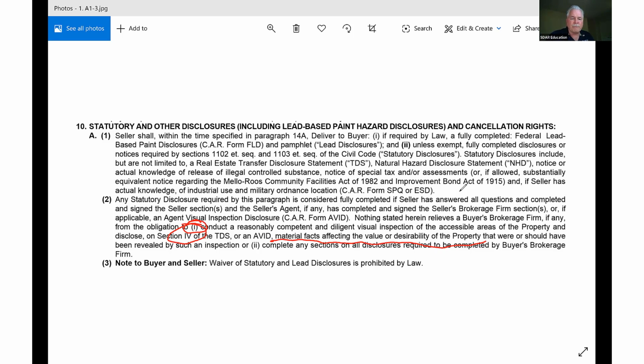Or number 2, complete any sections on all disclosures required to be completed by the buyer's brokerage firm. So if your broker tells you got to have certain stuff done, let's just assume that they've already talked to counsel and that counsel says, yeah, you need to be doing these things. Okay. You're going to have to trust your broker. Okay. All right. So everybody got that so far? So, what does this do? This says I need the seller to complete their section. I need the listing agent to complete their section, including an AVID if they check the box for AVID, and then we can march on from there.